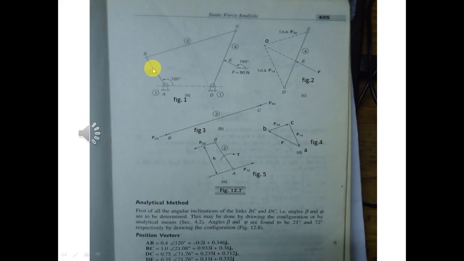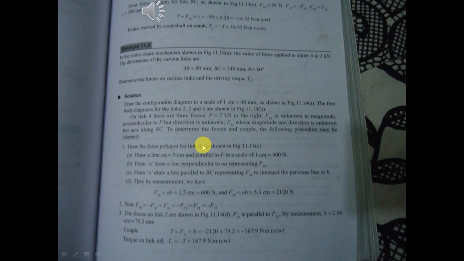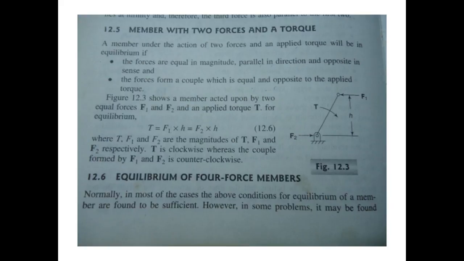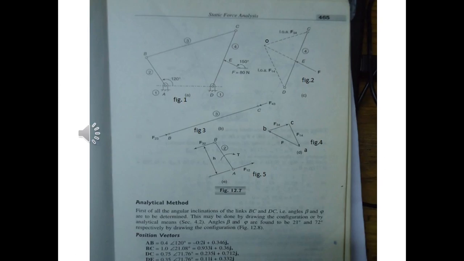I repeat again, separate this link from the space diagram and then extend F32, that is extend the line F32, and then draw another line parallel to the line of action of F32 which represents F12. So this is the torque as we saw earlier in the previous slides. So similar to this, for static equilibrium condition it must be F1 into h equal to F2 into h. So these are static equilibrium conditions. Apply the same formula. Here also apply the same formula.